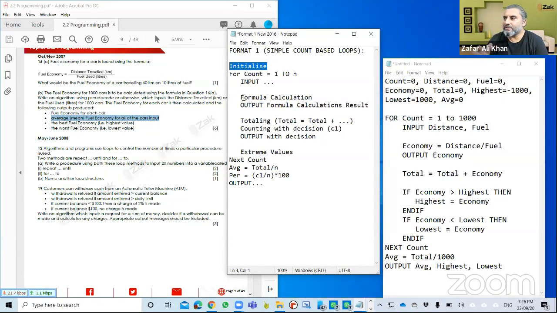And then for count is equal to 1 to n. N will come out of the question. So this is 1000 cars. And then if there is a formula, we will use that formula. If there is no formula, we will skip these 2 lines. Since a formula was given that fuel economy is equal to distance traveled divided by fuel used, and I told you that we are not going to use any of the units, kilometers, liters, we are not going to use those. So input distance and fuel. Now, all of the identifiers, the names that we give to variables, are relative, meaning they are meaningful and self-explanatory.